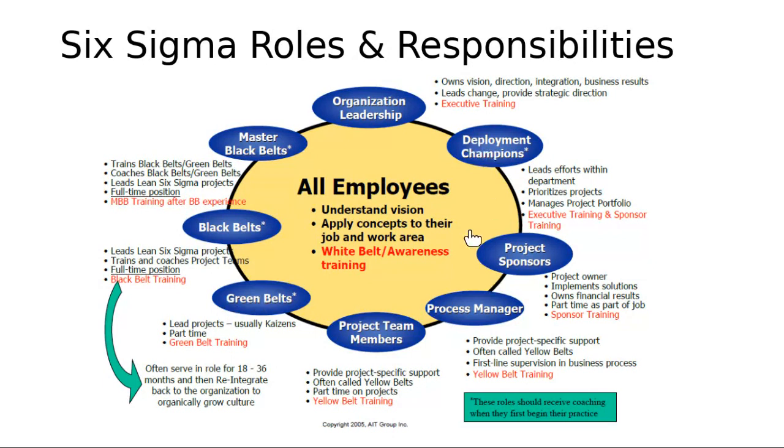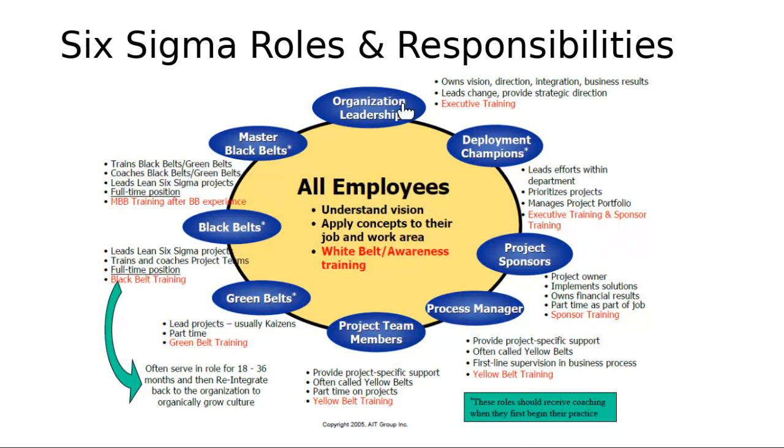For example, if I ask you, what is the role of the project sponsor? What is the role of the black belt? What does the awareness or white belt training mean? That means all the employees in the organization that will have the Six Sigma project implemented have to be aware so they can collaborate to achieve the goal of the project.